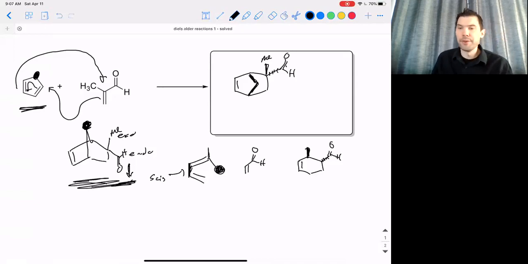we can draw it like this. And of course, I'm only drawing one enantiomer of this Diels Alder reaction because cyclopentadiene is achiral, because methylacrolein here is achiral. We're going to end up with plus the enantiomer. And so I can draw that out. And there's a couple of different ways that you can draw the enantiomer.